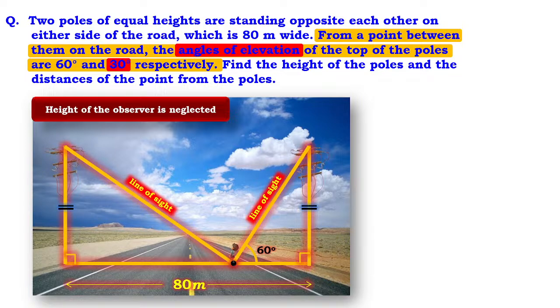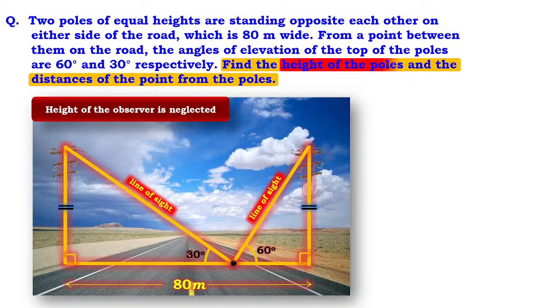What have they given in the question? 30 degrees. Understood? Okay. Now everything is given. So what do you have to do now? Yes, we'll try to solve it now.